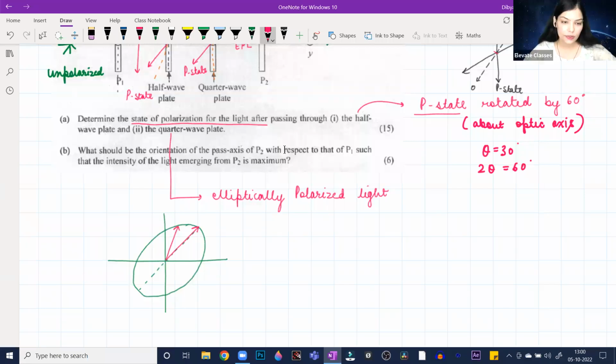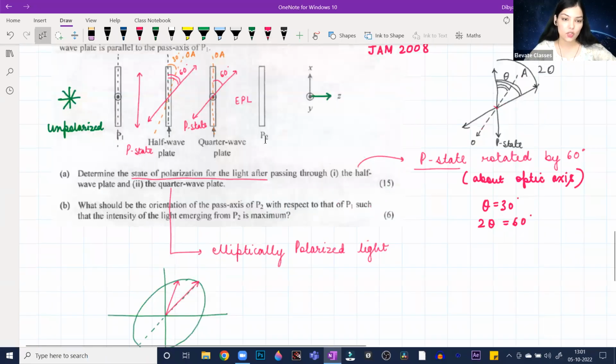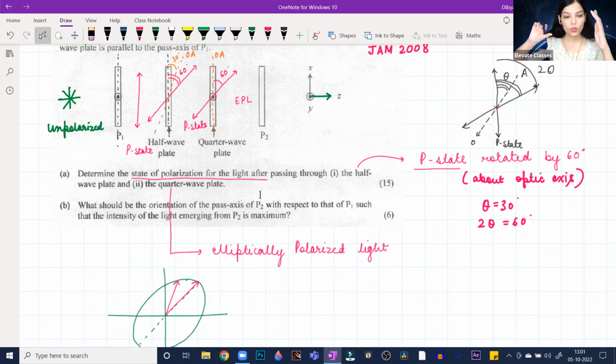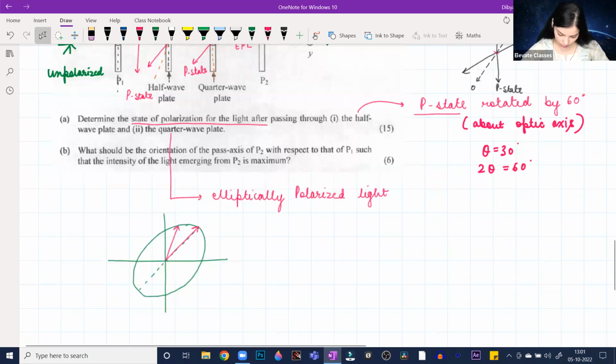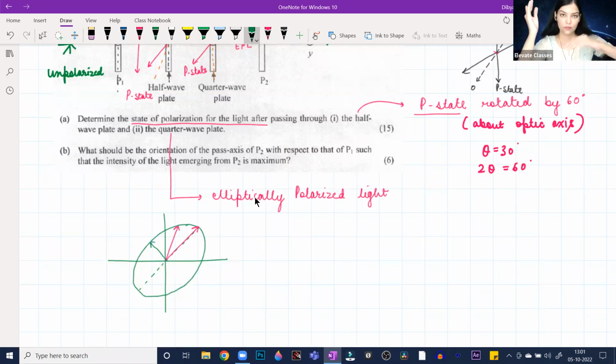So here the input is to the analyzer, so P2 is an analyzer. I have to keep on changing the axis of P2 until it becomes parallel to the major axis of the elliptically polarized light. And when will I get the minimum? I will get the minimum when I'm pointing in the minor axis. So when the electric field is pointing in the minor axis of the ellipse, its magnitude will be the smallest.